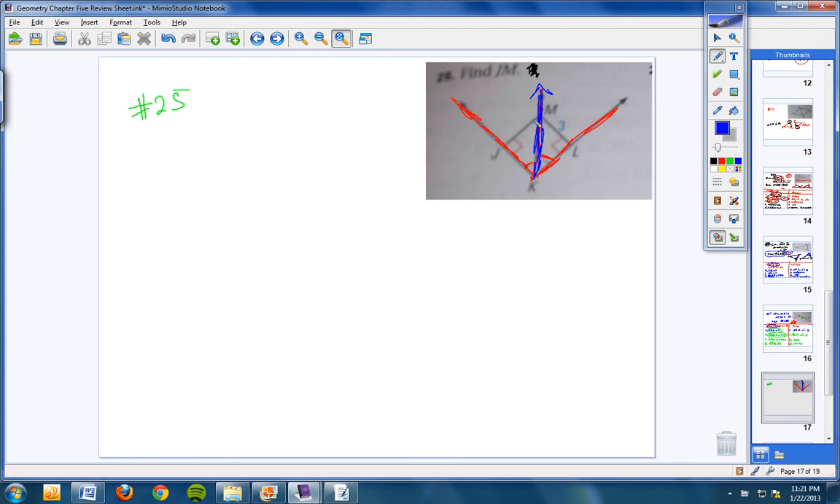Now remember the theorem we learned the other day? We learned that if an angle is bisected and there's a point on that bisector, that point is equidistant from the angle. Okay, so if this is 3, which it is, then how big or how long does JM have to be? Well, that's pretty easy. 3. Side JM has to equal 3.